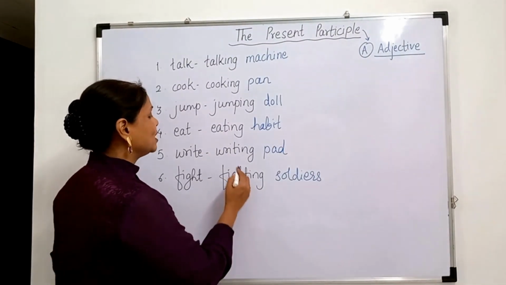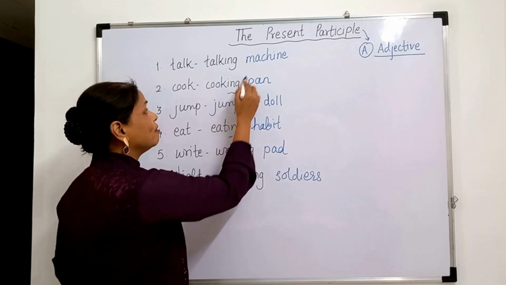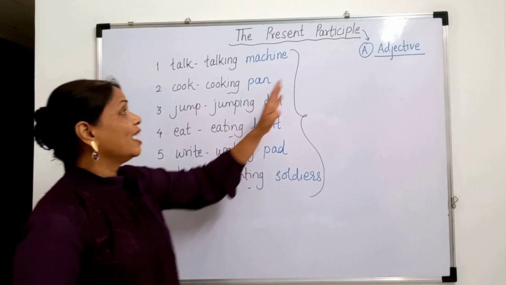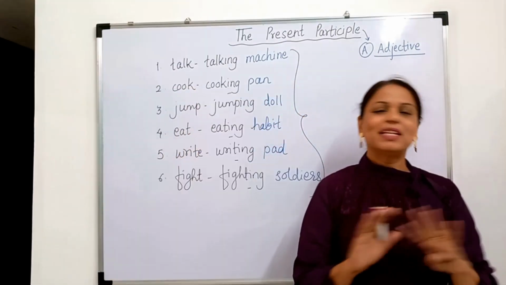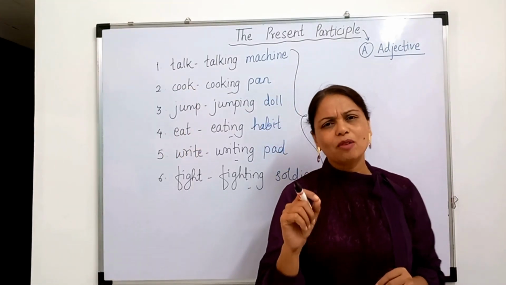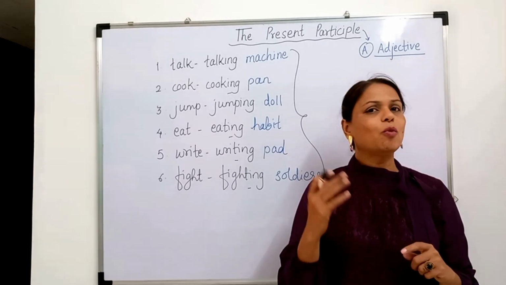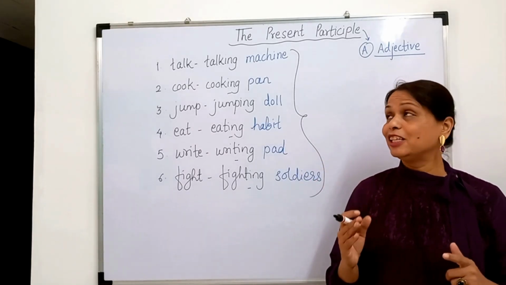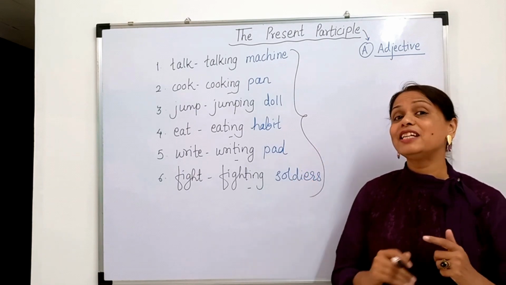All these present participles qualify these nouns. That's why they work as the adjective. The present participle is used very commonly as an adjective. Now onwards, when you read something or listen to something, please pay attention to this present participle and its usage as an adjective.